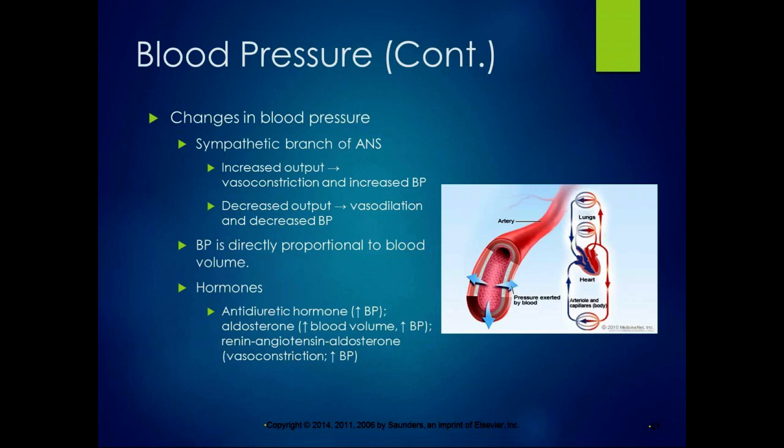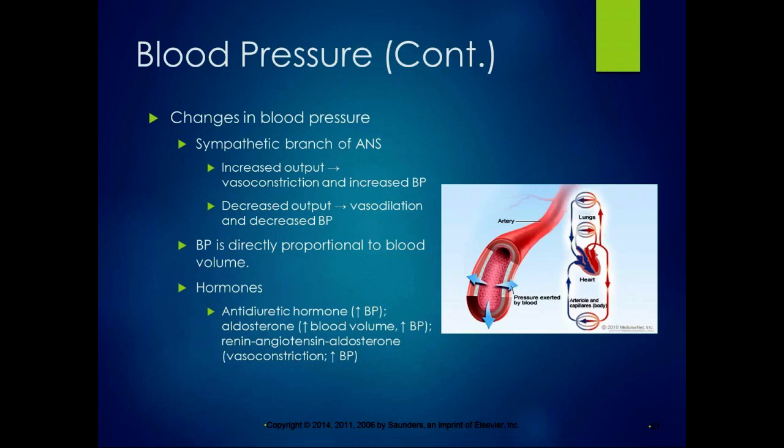So changes in blood pressure are controlled by the nervous system and feedback mechanisms in our body. The sympathetic branch of the autonomic nervous system can cause increased output or decreased output. When you have increased output, you get vasoconstriction and increased blood pressure. When you have decreased output, you get vasodilation and decreased blood pressure. So blood pressure is directly proportional to blood volume.